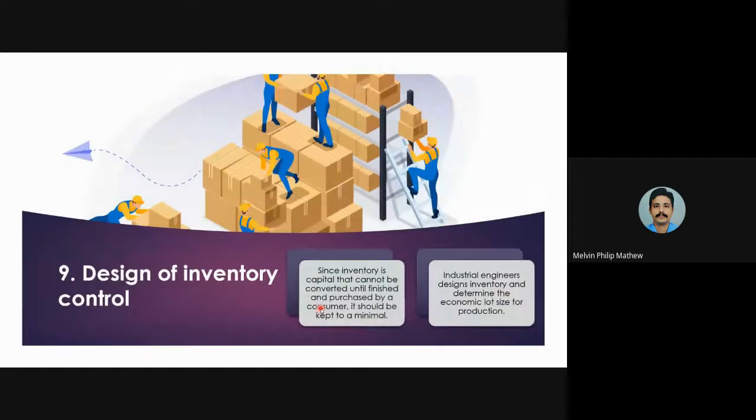Next comes the design of inventory control. So what is inventory? Basically, inventory is nothing but the storage of the products that are packed. So you can see here it is stored, and various laborers are sorting out the inventories as shown in the figure. And inventory then goes to the consumer or the market. From here it is going to the market.